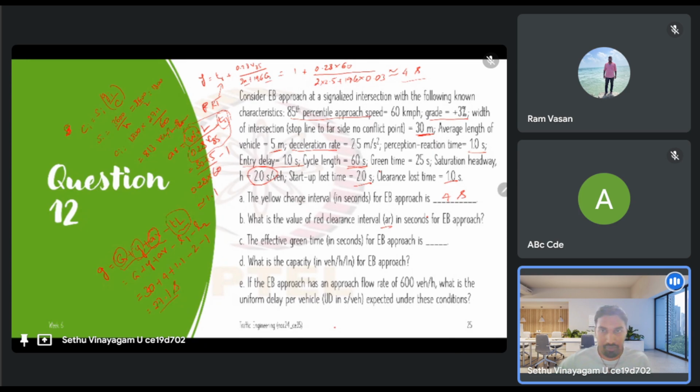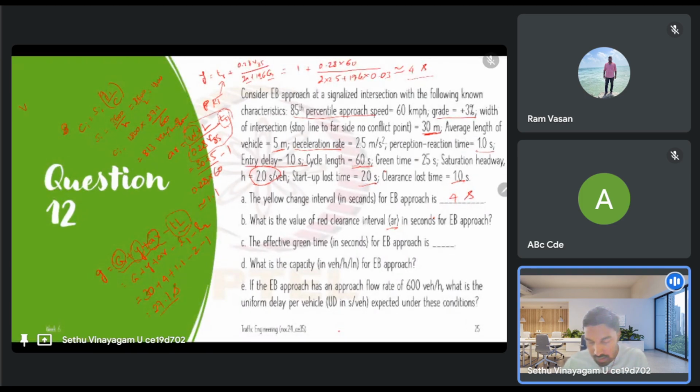First we have to confirm whether the uniform delay model is applicable or not for the given condition. As we saw, the uniform delay model is not applicable everywhere. It is when v by c is less than or equal to 0.85 that the uniform delay model is good enough. So first we have to confirm that.